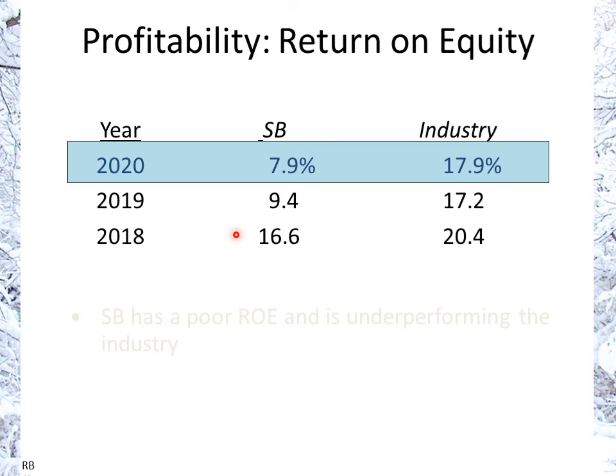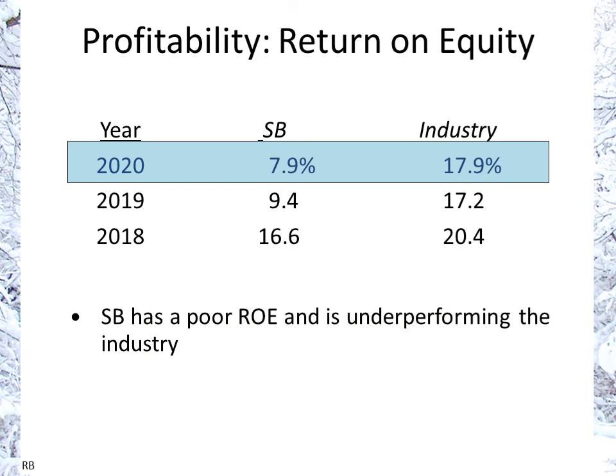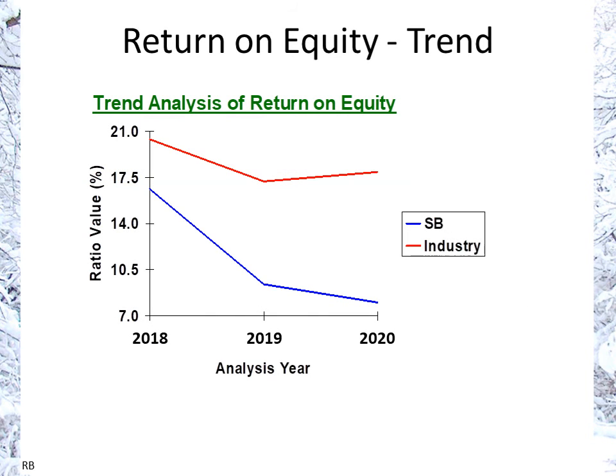It's gone from 16.6 down to just under 8%, whereas the industry has also gone down, but nowhere near as much, and it's quite a bit higher. So there we see it's also underperforming. Now we see this graphically again. Similar analysis. You can see quite visually how Sequoia Bonsai is significantly below the market and the industry.